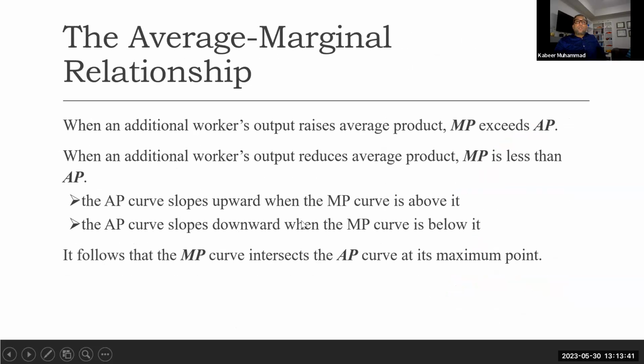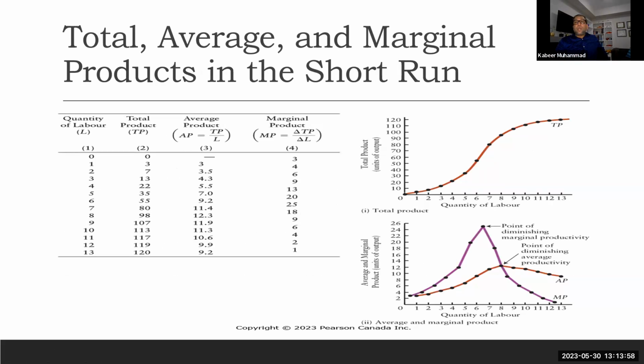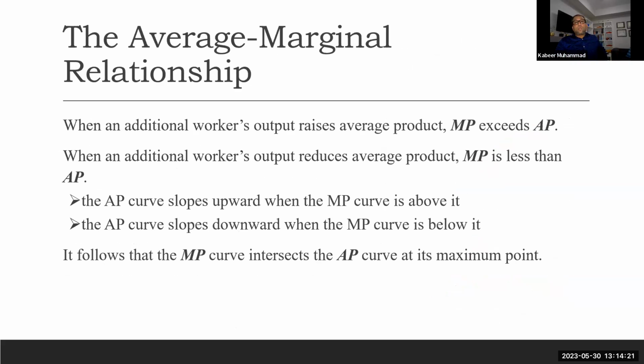So the AP curve slopes upward when the marginal curve is above it, and the AP curve slopes downward when the marginal curve is below it. So I showed you there on the graph. It follows that the marginal product curve intersects the average product at its maximum point, and I also showed that this is the maximum point for average product, and here the marginal product and average product are equal. So we can say that the point where average product is maximum is the point where marginal product is equal to average product.